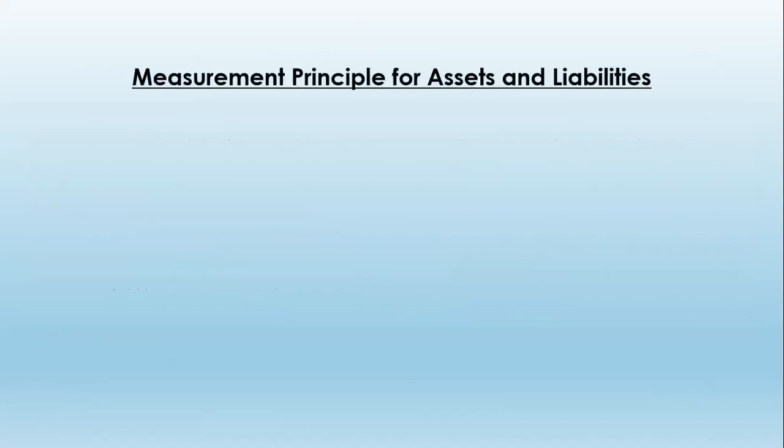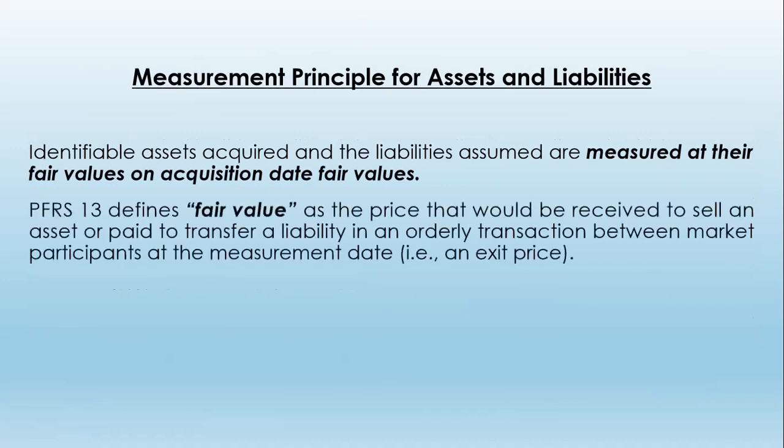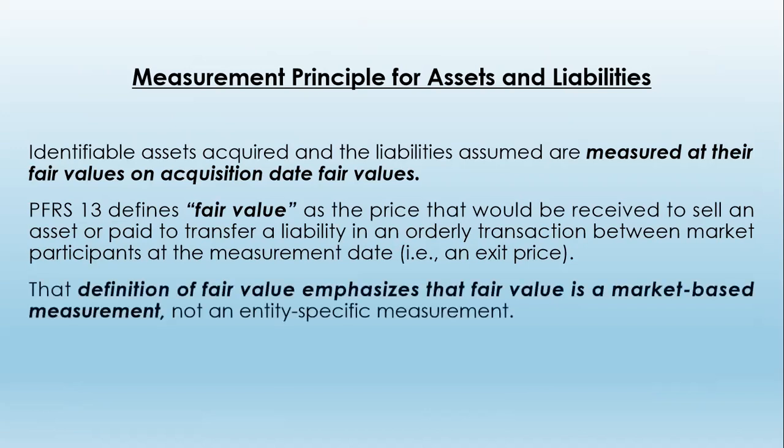Measurement principle for assets and liabilities. Identifiable assets acquired and liabilities assumed are measured at their fair values on acquisition date. PFRS 13 defines fair value as the price that would be received to sell an asset or paid to transfer a liability in an orderly transaction between market participants at the measurement date, such as an exit price.